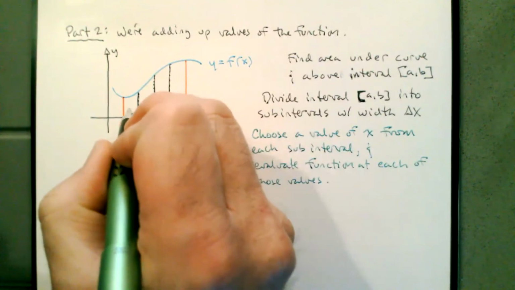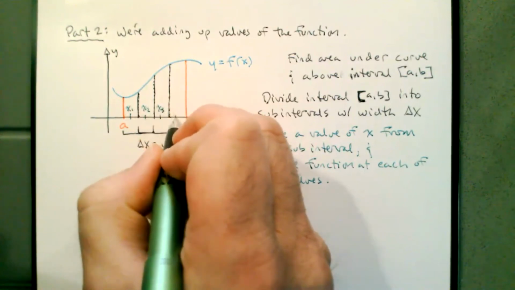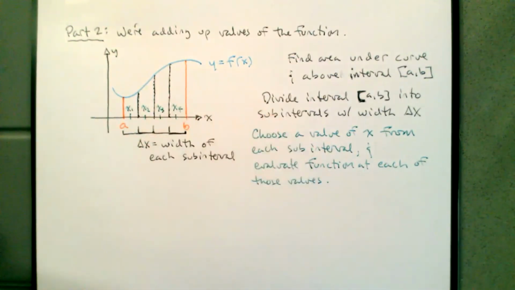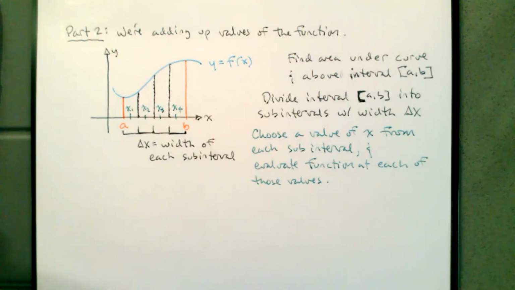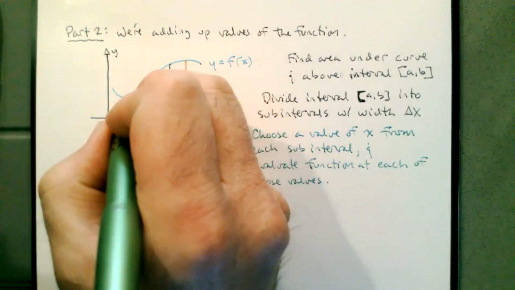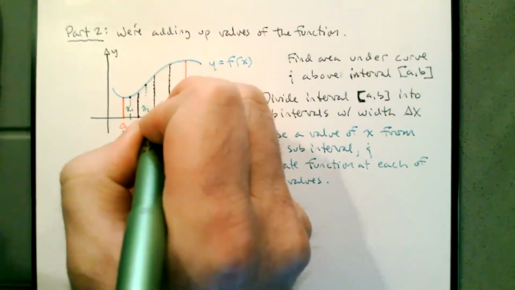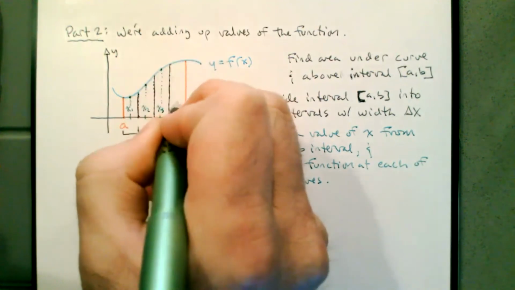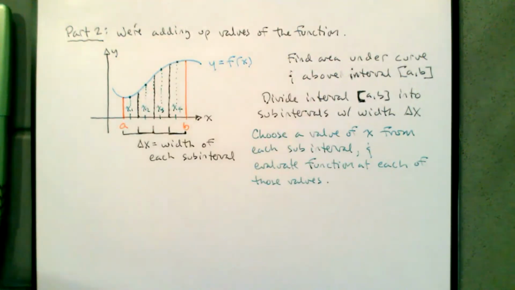So I'm going to say x1, x2, x3, and x4. They just need to be some value of x from the subinterval. In the previous problem, all we could use was the left endpoint or the right endpoint because that's all we had. Here, we can pick what we want. Now, we're going to evaluate the function at each of these values of x, and that's where we're going to get the height of each of these rectangles. That's how we're going to flatten out this curve.